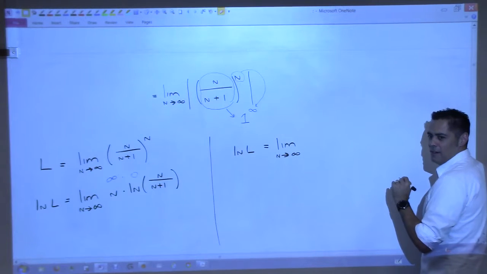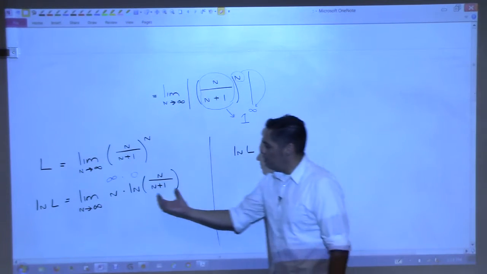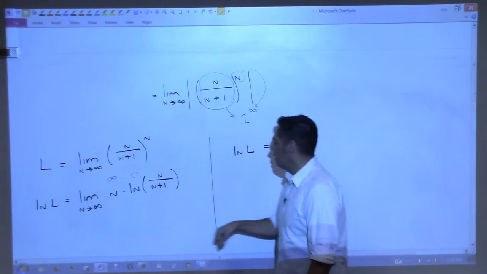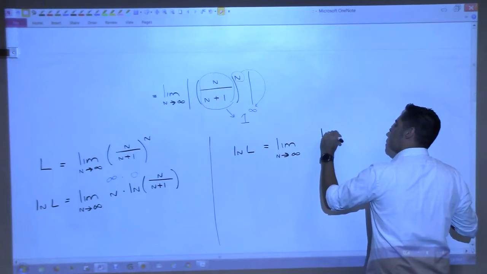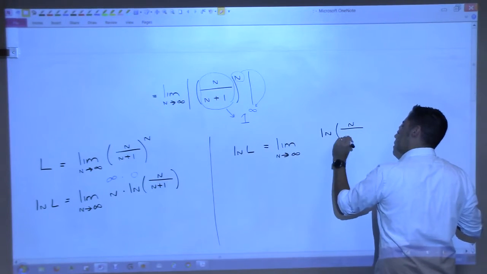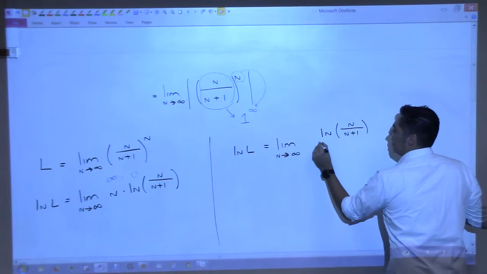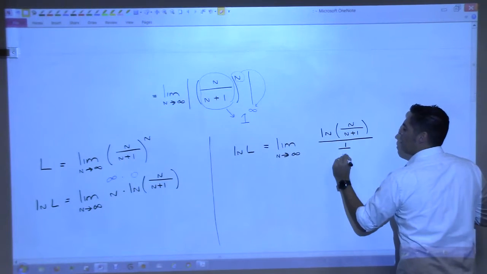Drop one of them down. Okay, so you take one of these and you drop it to the denominator. So I'm going to take the easier one there, which is the n, and I'm going to rewrite it on the bottom as 1 over n.